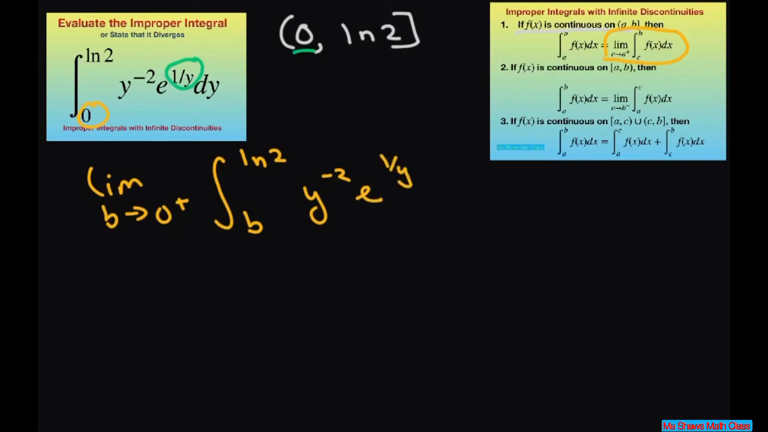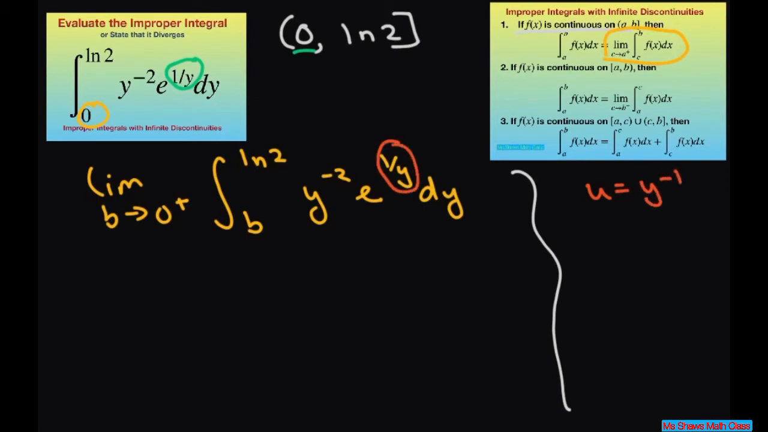And that's going to be y to the power of negative 2, e to the 1 divided by y dy. Now we're going to have to integrate this, so let's let u equal this right here, which is y to the negative first power. So du equals negative y to negative 2 dy.